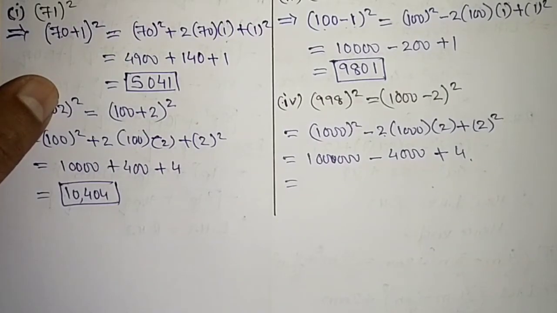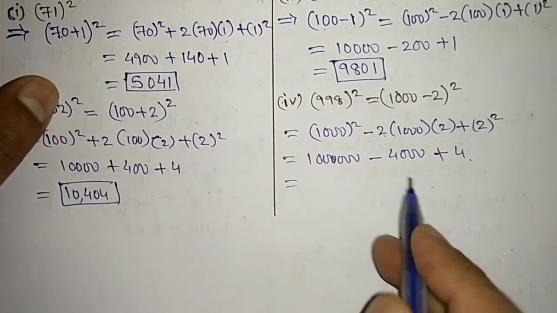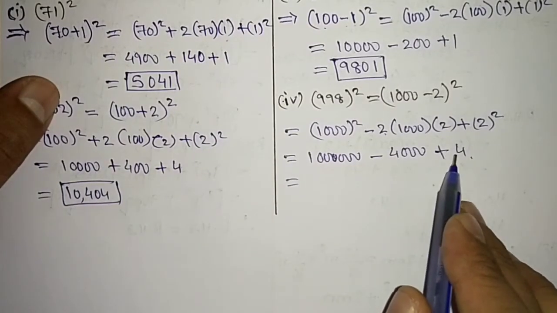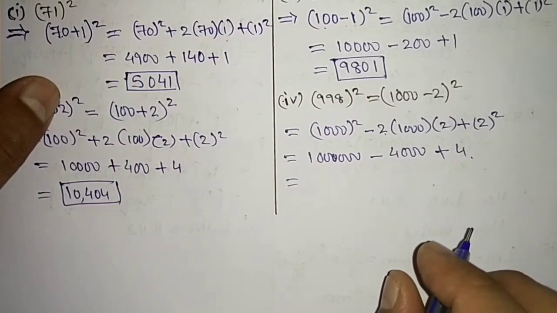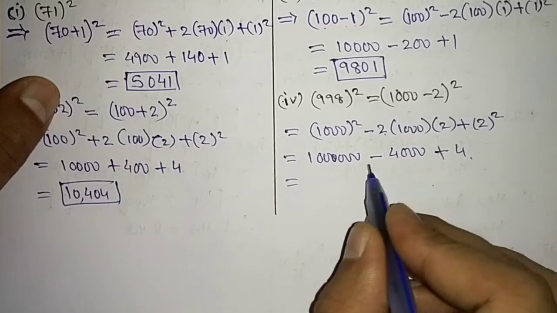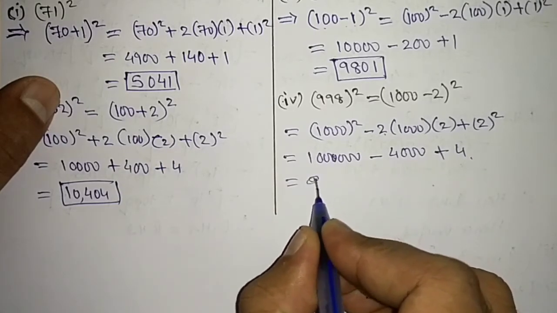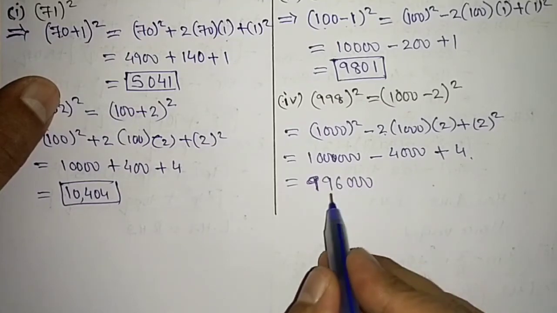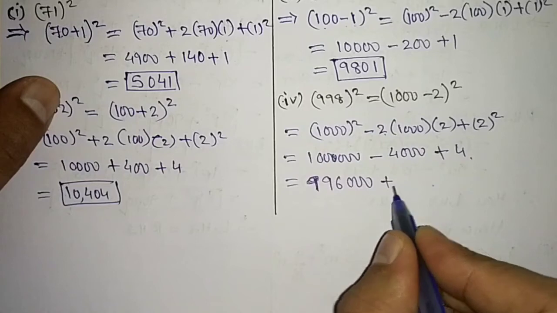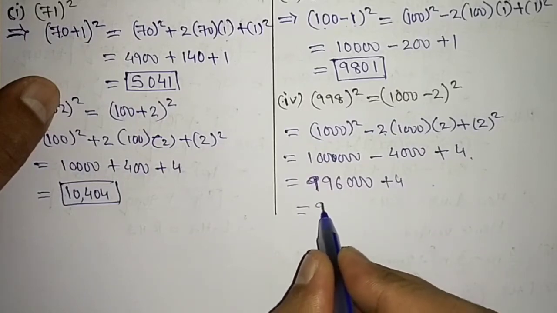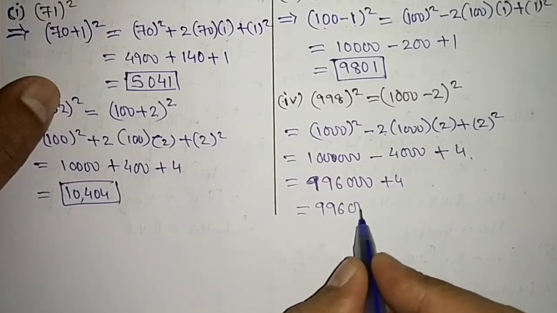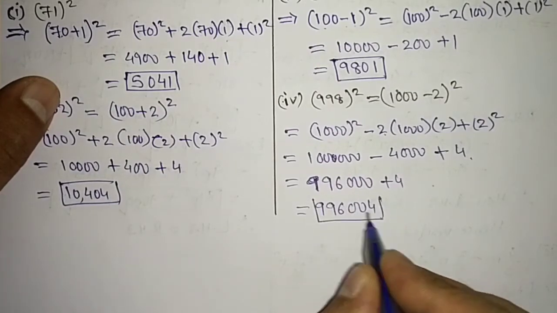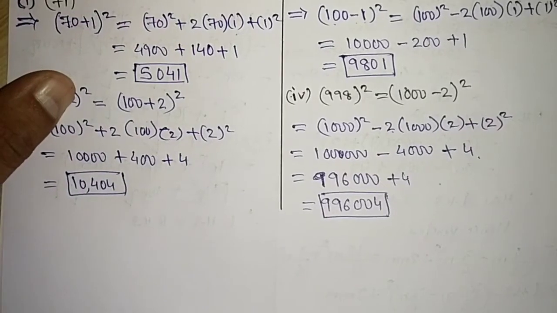First I will subtract 4000 from 10 lakh. Sorry, 4004 directly I can do it. So if I subtract 4000, I will get 9,96,000, and then adding 4 I will get 9,96,004. This will be my answer. Let me write down the question.